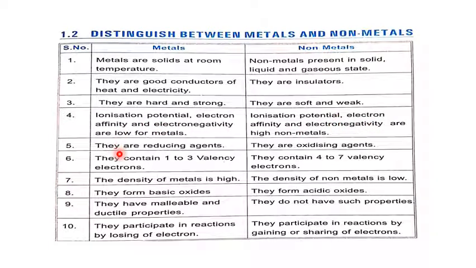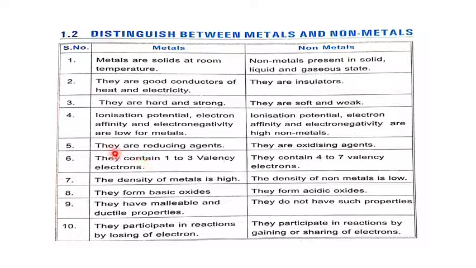Okay, next one. Generally, metals are reducing agents. Reducing agents means metals give electrons to other elements. When metals participate in chemical reactions, they lose their electrons, so they act as reducing agents. Next, when non-metals participate in chemical reactions, they gain electrons, so they act as oxidizing agents.